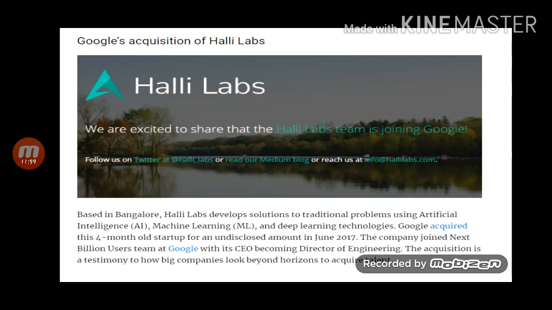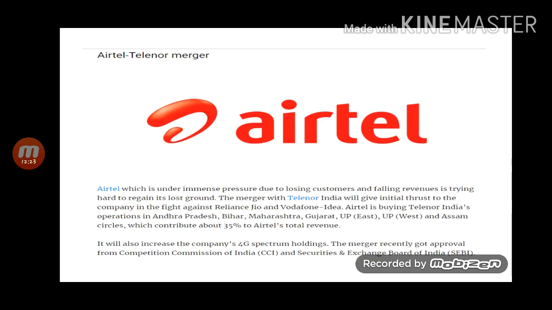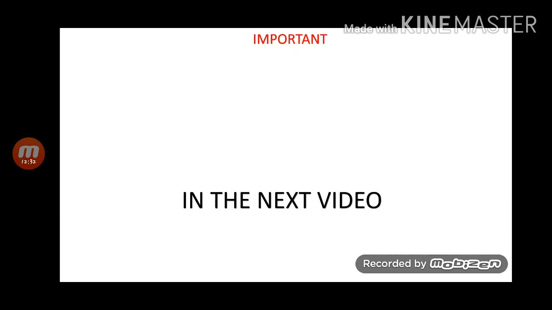You can see Google acquired a 4-month old startup for an undisclosed amount in June 2017. The company joined the next billion users team at Google with its CEO. The company's name was Halli Labs, which was joined by Google. Likewise, you can see Airtel also, there was a merger between Airtel and Telenor.